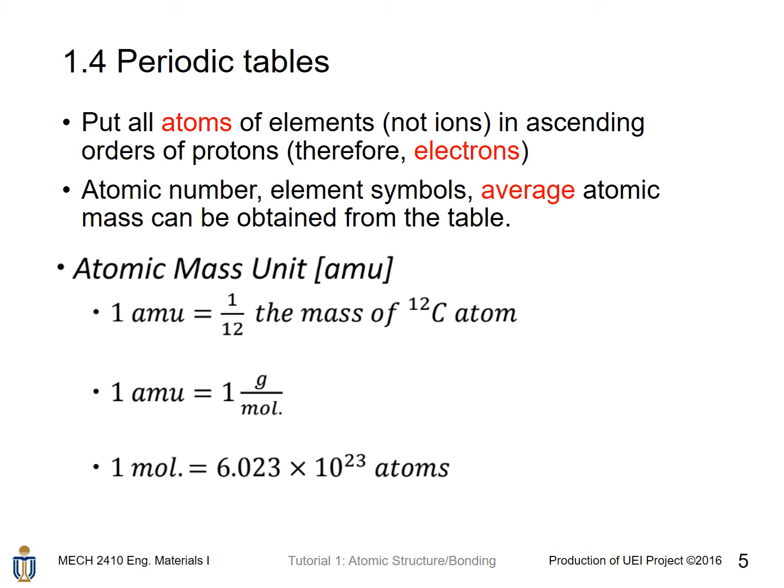And 1 AMU, by another definition, is equal to 1 gram per mole. 1 mole is a constant, which is a huge number of atoms, because atoms are essentially that small and very, very light, and we have to include that many atoms to make such units, which is for our convenience in calculations.